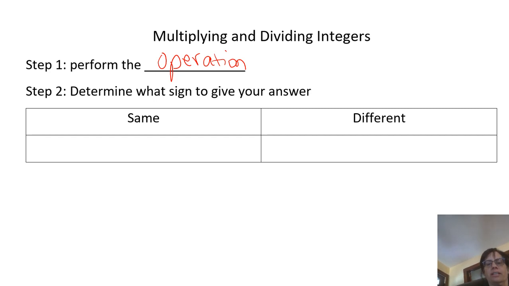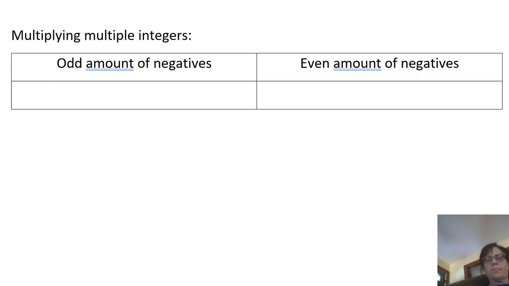So let's do a chart again. It's again based on, do they have the same signs or different signs? When things have the same sign, they end up with a positive answer. And when things have a different sign, they end up with a negative answer. And this applies to both multiplying and dividing.